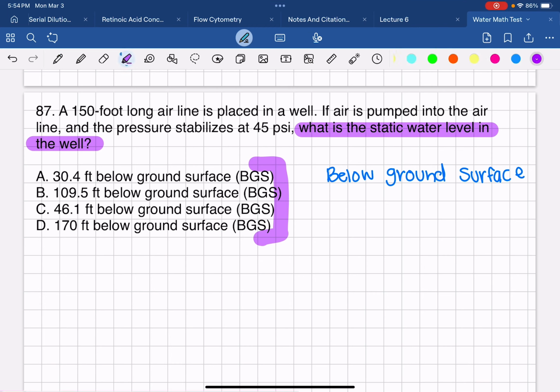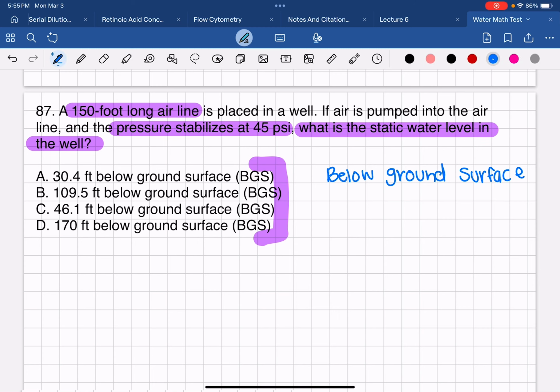So the first set of information, it tells me that I have a 150-foot long airline, so I need to know that. And it's also telling me that the air is being pumped into the airline with the pressure of 45 psi. So using this information, I have to figure out what below ground surface means. So with this information, I am going to set up my equation.